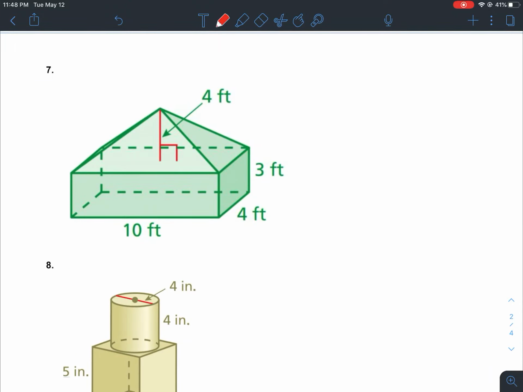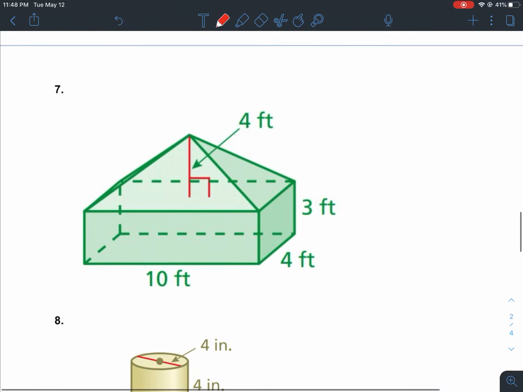So now we have our composite figures. These are a little bit tougher, but still completely doable. When you get something like this, there's not a formula that you can just plug it into. However, if you break down the shape, you can plug it into different formulas. So if we look here, on the top, I have a rectangular pyramid.